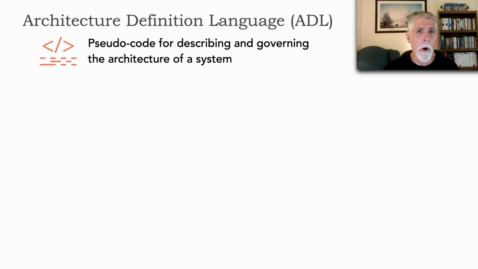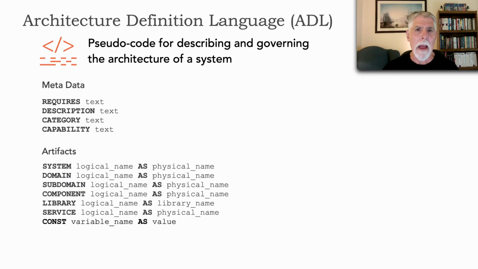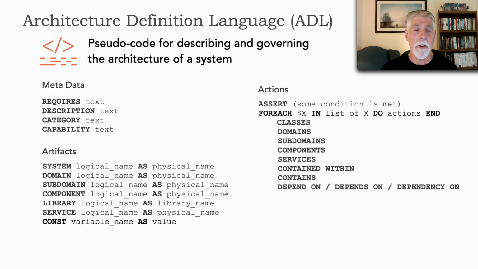It's fairly free form and it's not very formal, but let me show you the three sections that we came up with. The first is metadata that describes essentially what this definition is. In other words, what it requires, its description, category, and stuff. And then we describe all sorts of artifacts ranging from systems to domains, subdomains, components, services, libraries, and so on. And then finally, actions that we can take based on those artifacts, such as assertions and also iterations through those.